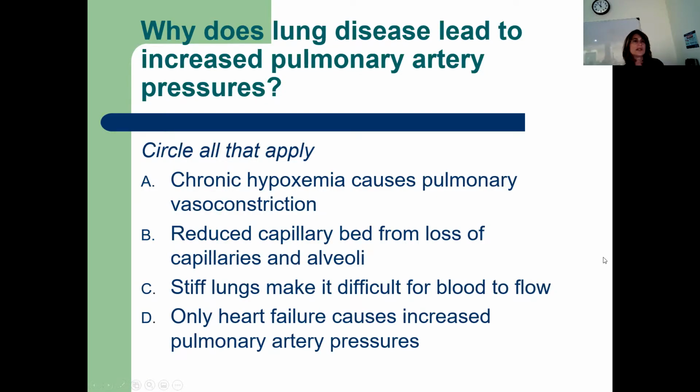Wisbeen, why does lung disease lead to increased pulmonary artery pressures? Circle all that apply. Chronic hypoxemia causes pulmonary vasoconstriction. Yes, okay, that's one of them. So if you have bad lungs and you're not oxygenating well, the body will constrict the pulmonary arteries. I'm thinking it's to push the blood flow, like if you squeeze something, you empty it quicker. So maybe that's the body's thought, let me get more blood flowing to the lungs. But pulmonary artery pressures go up with hypoxemia. So yes to A. What about letter B?